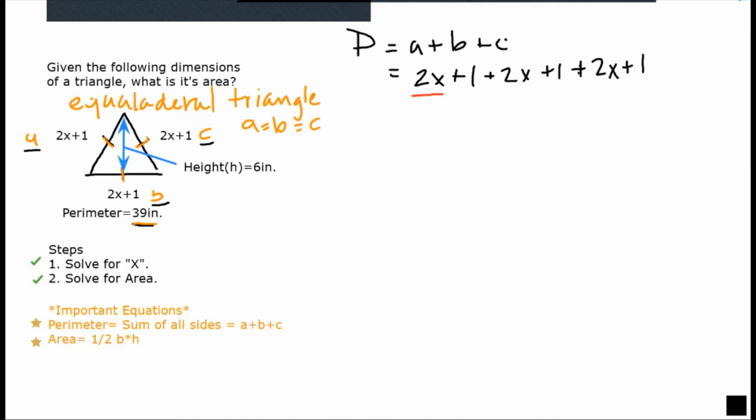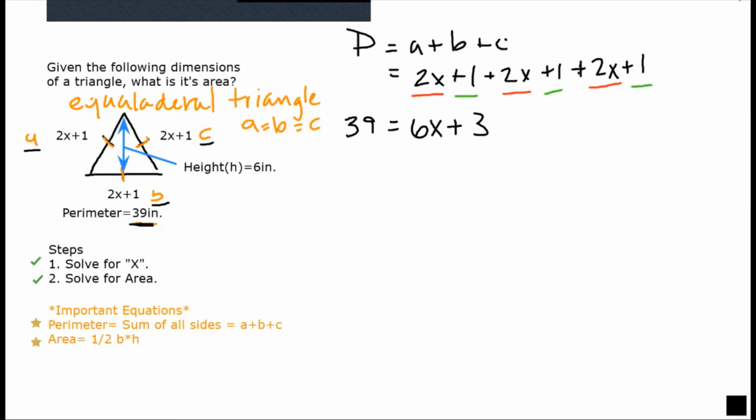Next thing we're going to do, we are going to combine like terms. Anywhere that there's an x, we're going to start with that. These are like terms, so 2x plus 2x plus 2x is equivalent to 6x. And now we're going to add all of our ones together. 1 plus 1 plus 1 is 3. So now we know what our formula is going to be for P, for our perimeter, and we know that it's 39 inches. So this is equivalent to 39 inches.